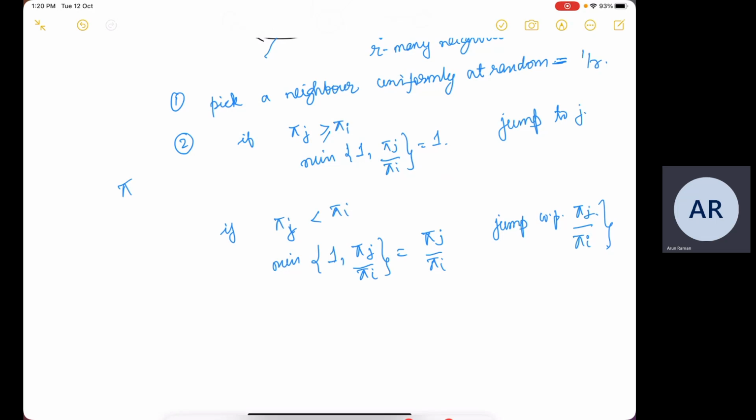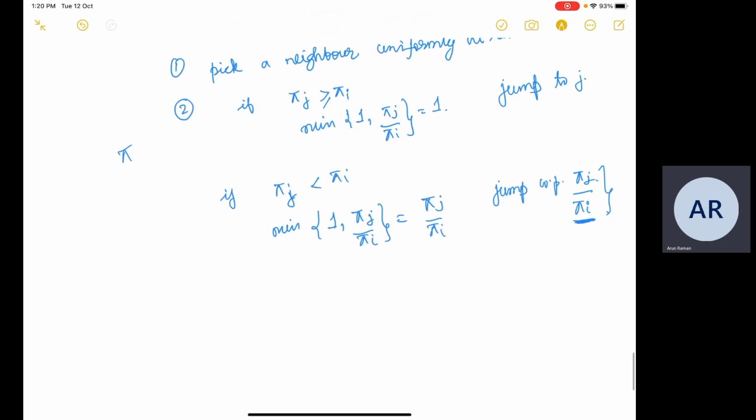What it intuitively means is that if pi i is greater than pi j, then we want to spend more time on state i compared to j. Because we want to spend more time in i compared to j, we do not always jump. We jump based on this ratio. And how can we simulate this?